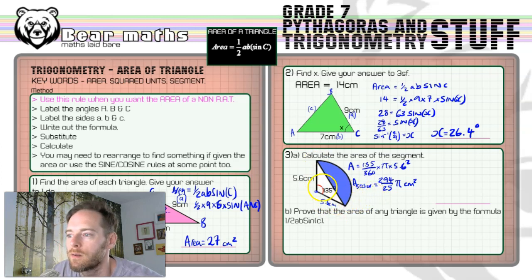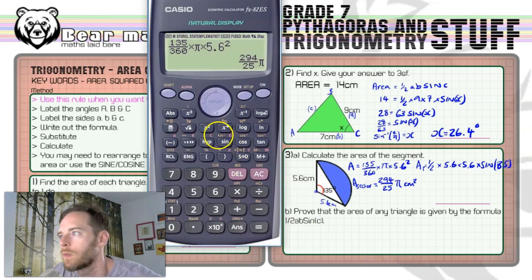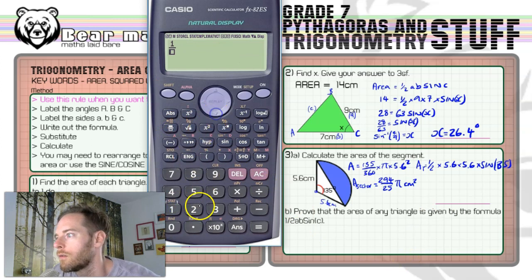And what we have got to do is work out the area using half AB sine C. So the area of the triangle equals half multiplied by A, which is 5.6, multiplied by B, which is 5.6, multiplied by sine of 135. Okay, and if we type that into our calculator, as ever, half times 5.6 multiplied by sine of 135. That's the area of the triangle.